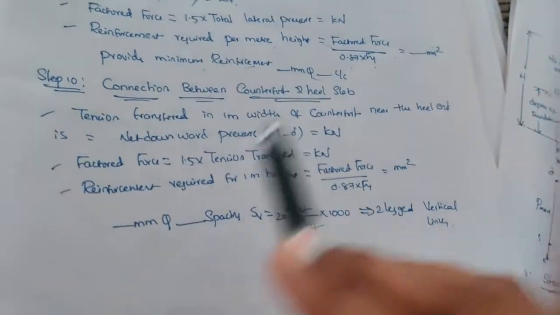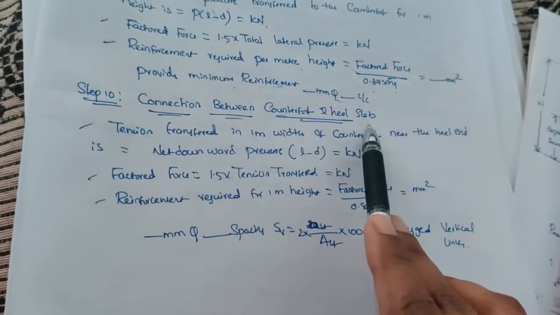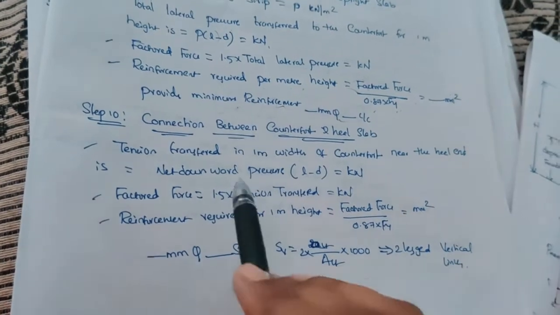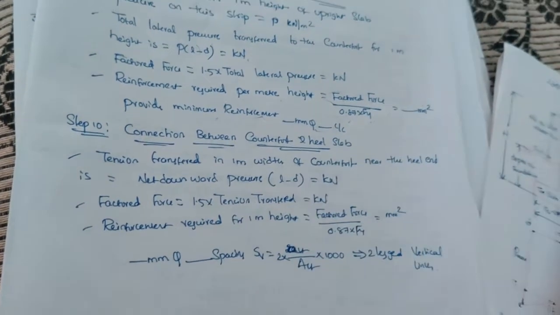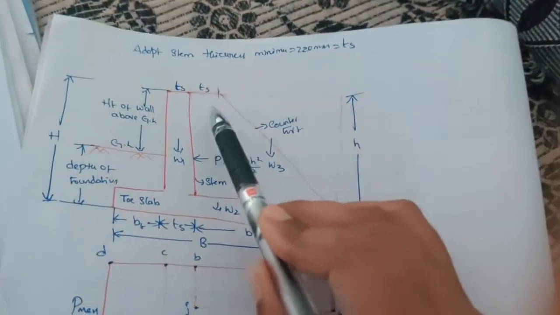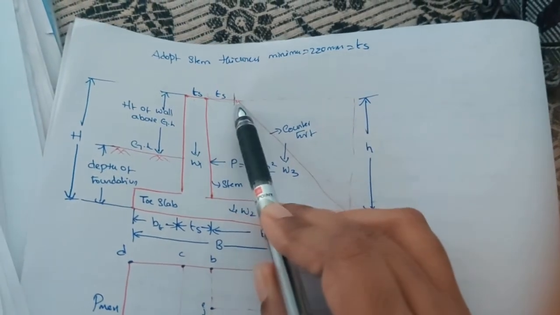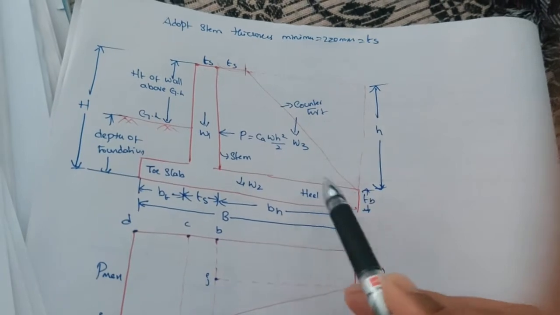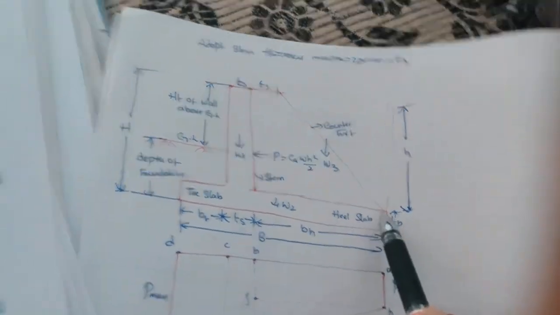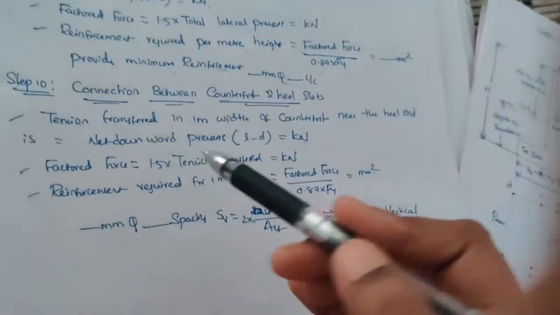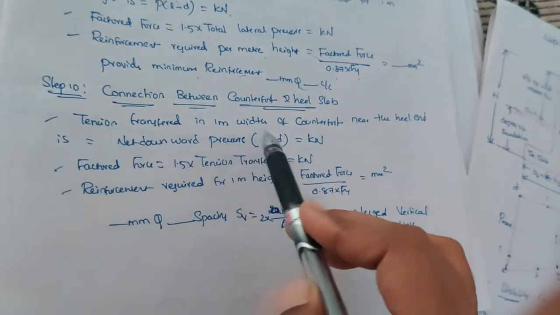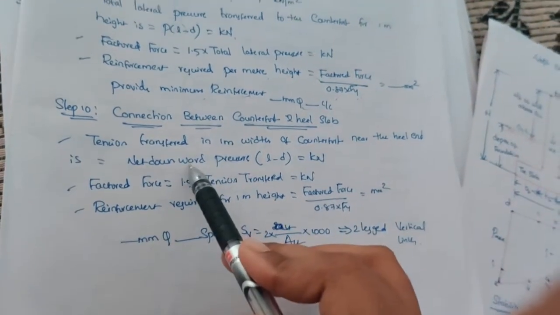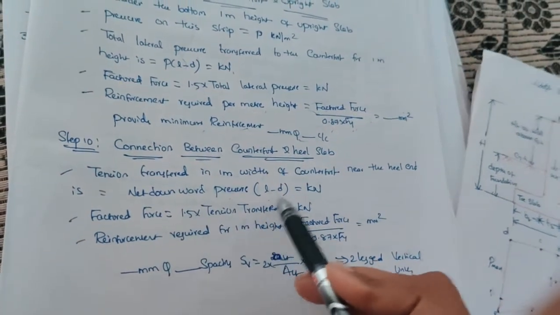So step 10 is the connection between the counter force and heel slab. This one is the last step. Up to now you have seen the upright slab, up to the stem part, counter force to here. Now you can see from here to this point on the top how you are providing the reinforcement. The tension transferred in 1 meter width of the counter force near the heel is equal to the net downward pressure into L minus T.